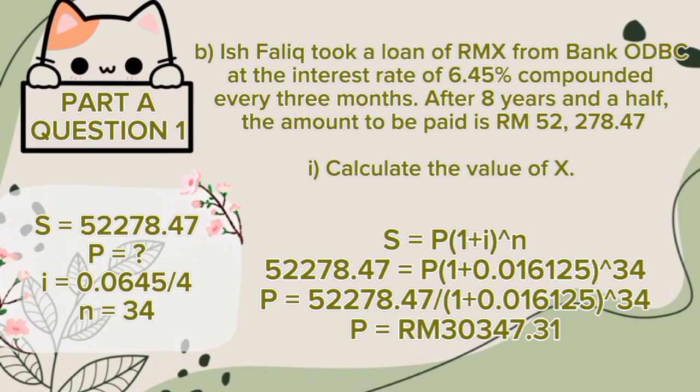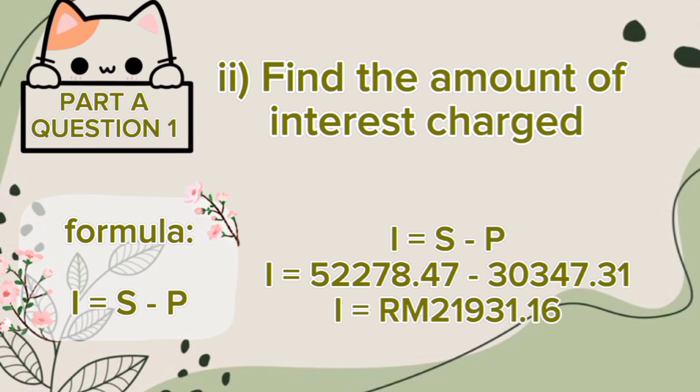Let the P move to the left and 52278.47 to the right and divided by bracket 1 plus 0.016125 close bracket to the power of 34. And the final answer will be RM30,347.31.